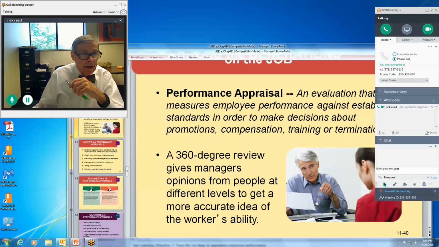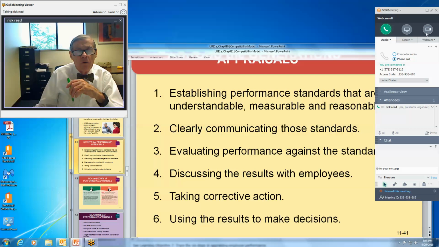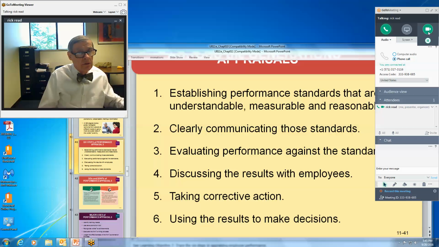I'm not going to get into 360 because there are a lot of different ways to do evaluations, and just talking about 360, we're going to leave some other ones out. So I talked about it. We already had the standards. Everybody knows what they are, and they're measurable.